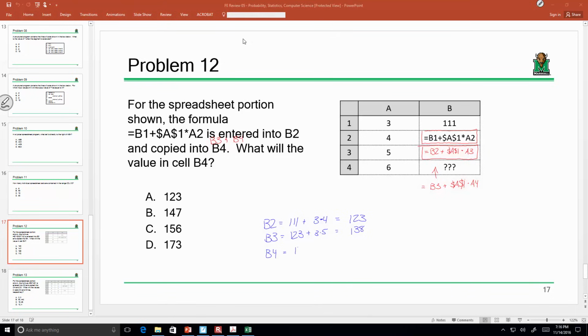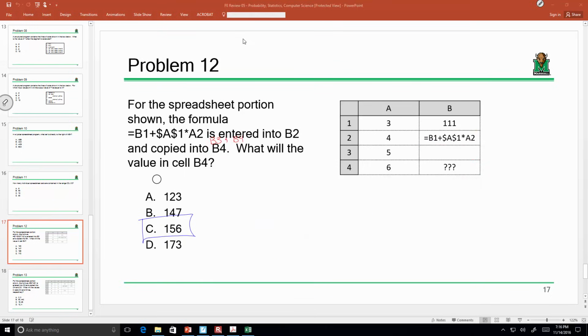B4, 138 plus 3 times 6. So 138 plus 18. Does that make sense? Everybody okay with that? These are not that hard. The next one I think is a little more exotic. All right. Everybody good?